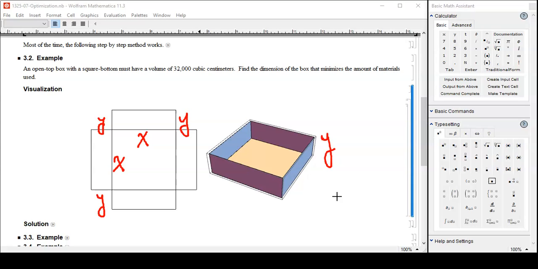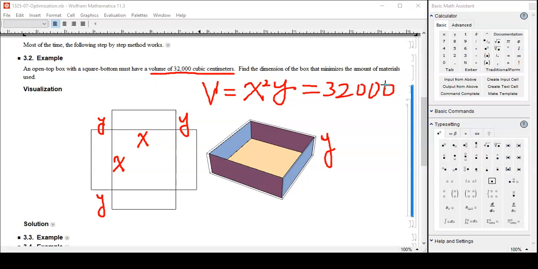Okay, now read the problem again. The volume is 32,000 cubic centimeters, so this number is given. Something is equal to 32,000, and that's volume. Look at this right-hand side 3D figure: volume is base area times height, and that is 32,000. All right, this gives us the constraint condition.